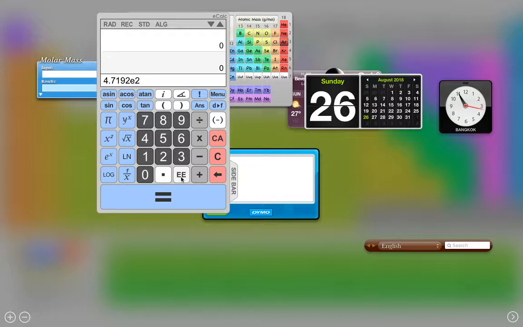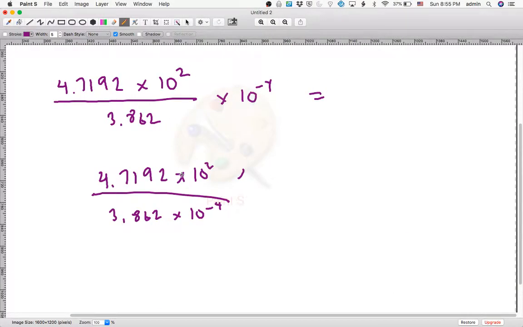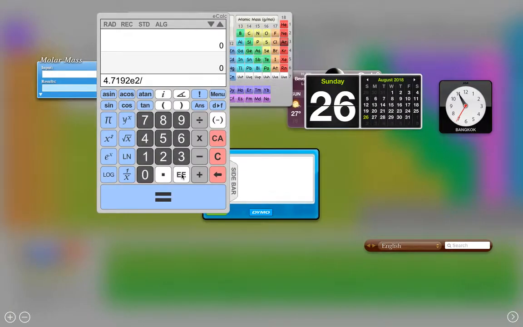If you are using a certain fancy model of a TI calculator, such as a TI 30X or something, the button is actually called times 10 to the power of. I'll show you that in a moment. But when you do that, what was the other number? 3.862 10 to the negative fourth, 3.862 EE negative 4, and I get the right answer.